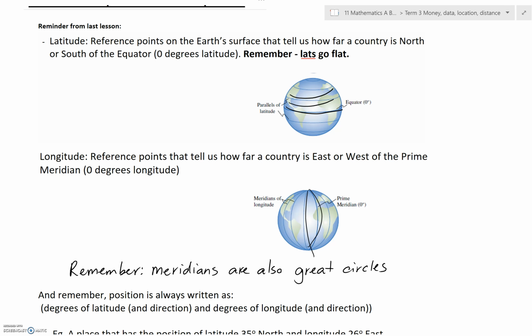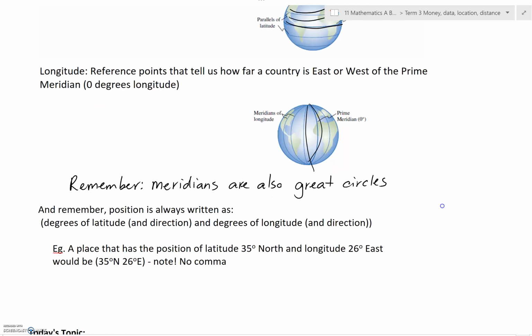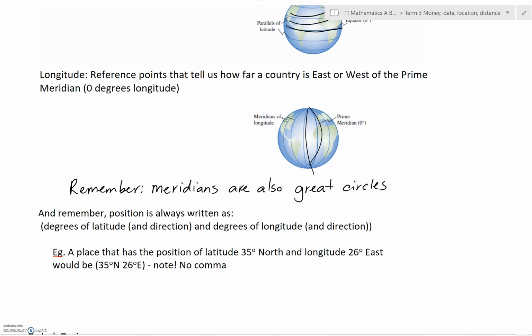Now, when we write information about latitude and longitude, it's always latitude and direction, longitude and direction, always in that order. So here's an example. A place that has a position of latitude 35 degrees north, longitude 26 degrees east is written as 35 degrees N, 26 degrees E. Note there's no comma between those, so don't put that. But you need the number of degrees and the direction, and always latitude first. So that's why you don't need to say what it is.